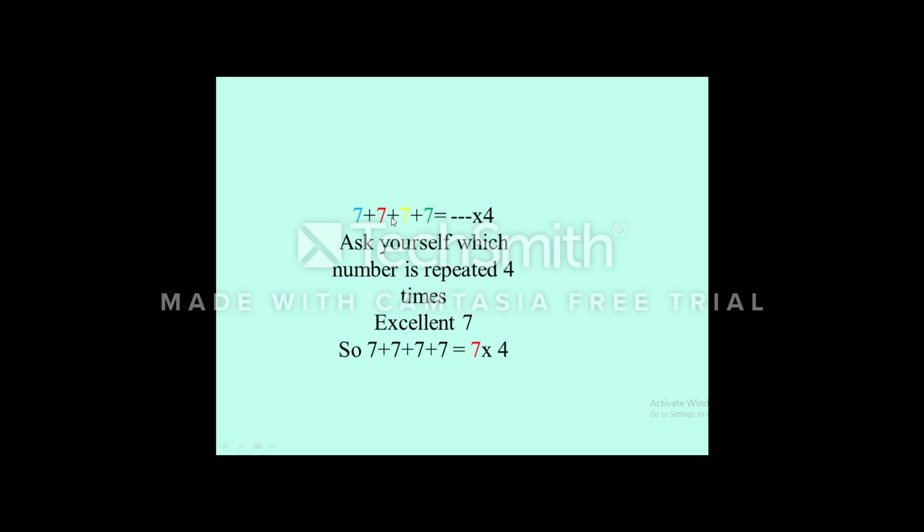7 plus 7 plus 7 plus 7. So I repeated the addition here 4 times. Which number is repeated 4 times? Of course 7. So I can write it this way: 7 times 4.